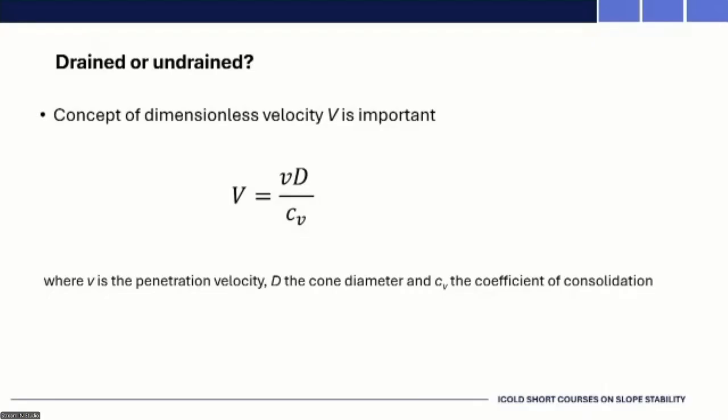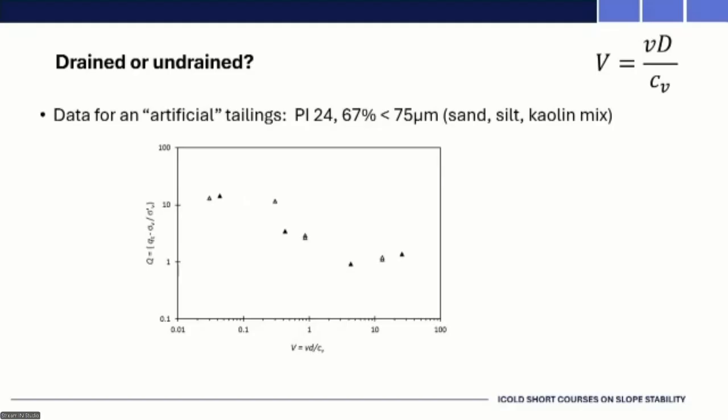So you take your actual velocity, that's that 20 millimeters a second. You've got your cone diameter, it's usually 35. And CV is the coefficient of consolidation. Now, we don't really know what that is in situ, but it can be inferred from dissipation tests. I'll show you in a second. And that's not really CV, it's kind of CH with a bit of CV, but it's a measure of the coefficient of consolidation. So this dimensionless velocity is crucially important.